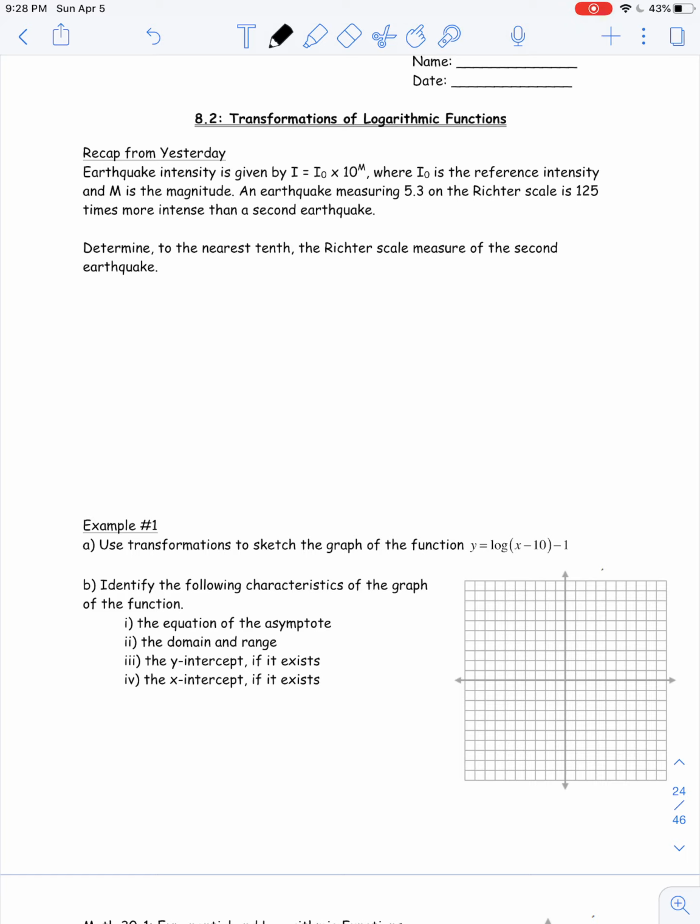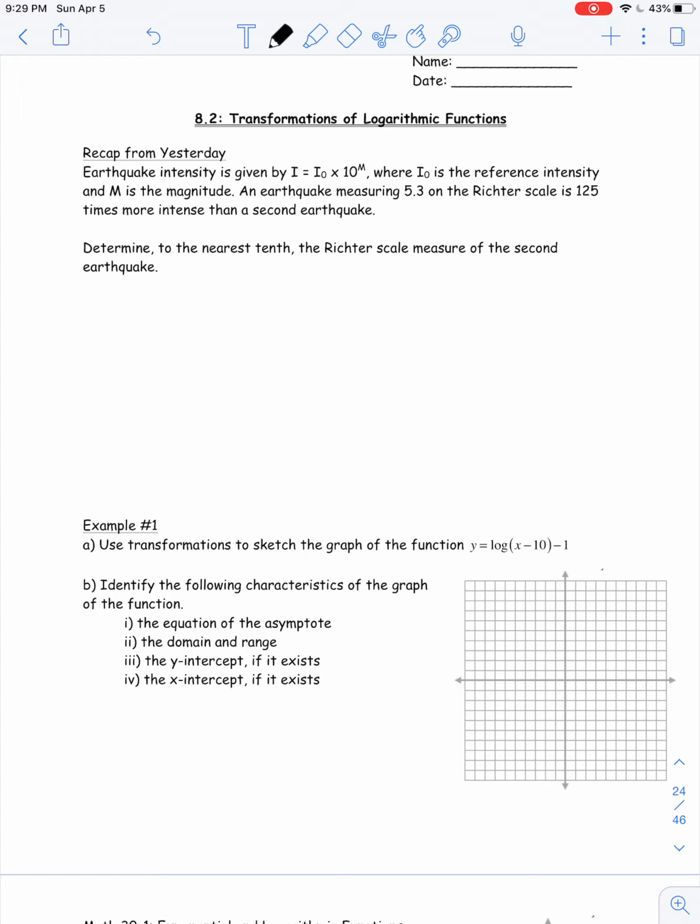So a recap from 8.1: an earthquake intensity is given by this equation, where I0 is the reference intensity and M is the magnitude. An earthquake measures 5.3 on the Richter scale, and is 125 times more intense than a second earthquake. Determine, to the nearest tenth, the Richter scale measure of the second earthquake.